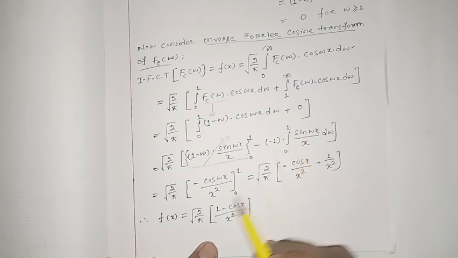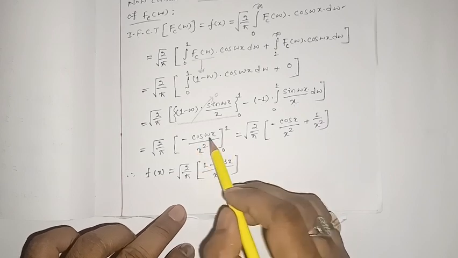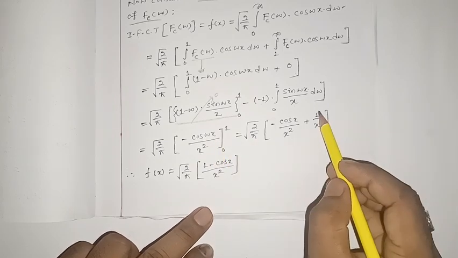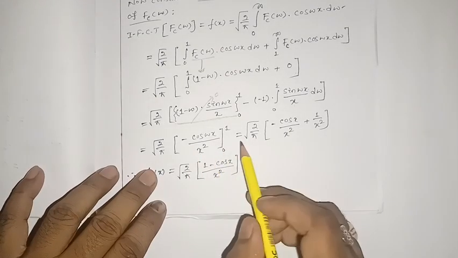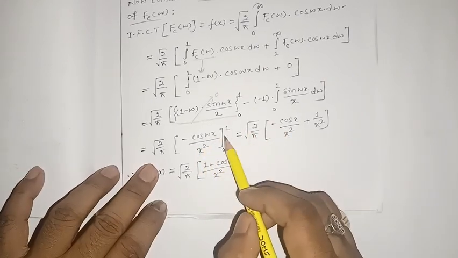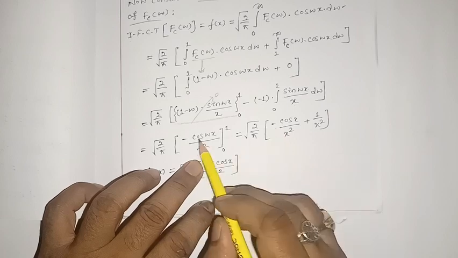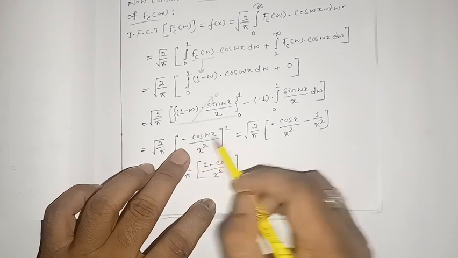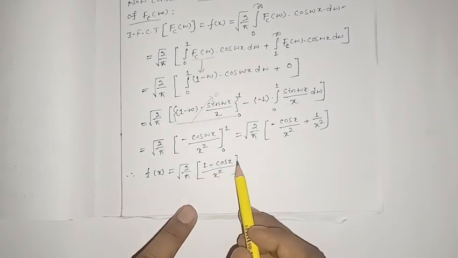So the limit is 0 to 1, we have to write 0 to 1. Now you just put the first upper limit here, omega: this is minus cos x by x square, then minus, 0 instead of omega, cos 0 is 1 by x square, so minus of minus will be plus. So we found the 2 by pi root over. After substituting the limits, if I put 1, this will be minus cos x by x square, minus of minus 1 will be 1 by x square. So finally we found f(x) equal to 2 by pi root over 1 minus cos x by x square.